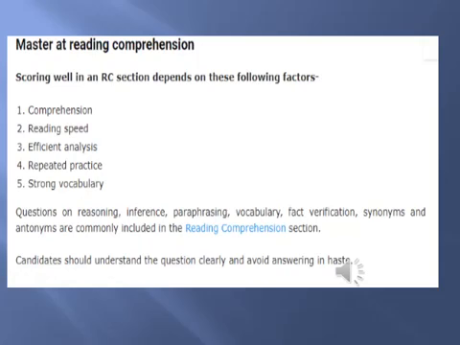Repeated practice. So have repeated practice, then definitely you'll be able to attempt well in this section. Strong vocabulary. If you have got good vocabulary, definitely your understanding will be better. So questions on reasoning, inference, paraphrasing, vocabulary, fact verification, synonyms and antonyms are commonly included in the reading comprehension section. Candidates should understand the question clearly and avoid answering in haste. So you need not hurry up in the case of comprehension passage questions. You have to understand that comprehension passage well, and after that only you attempt that. Once you understand, you can wait for some time, you attempt other questions, then come back and write the correct answers for that.